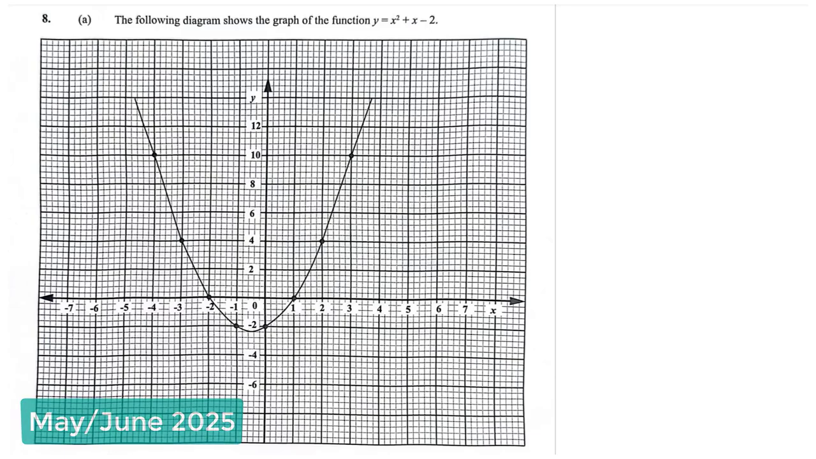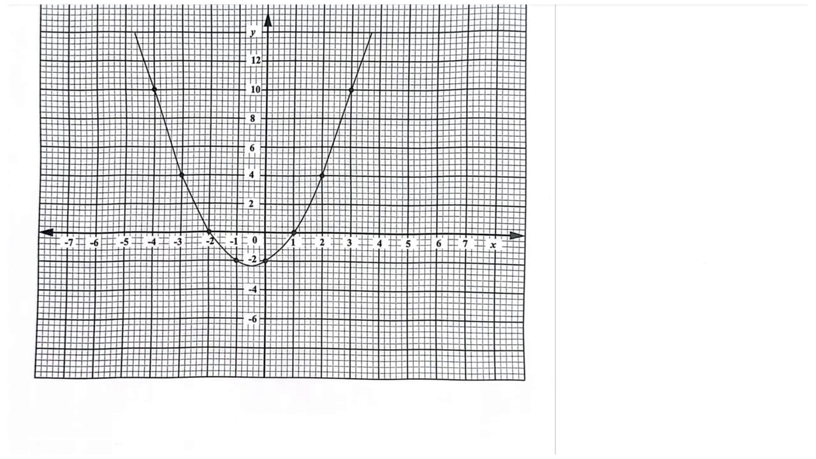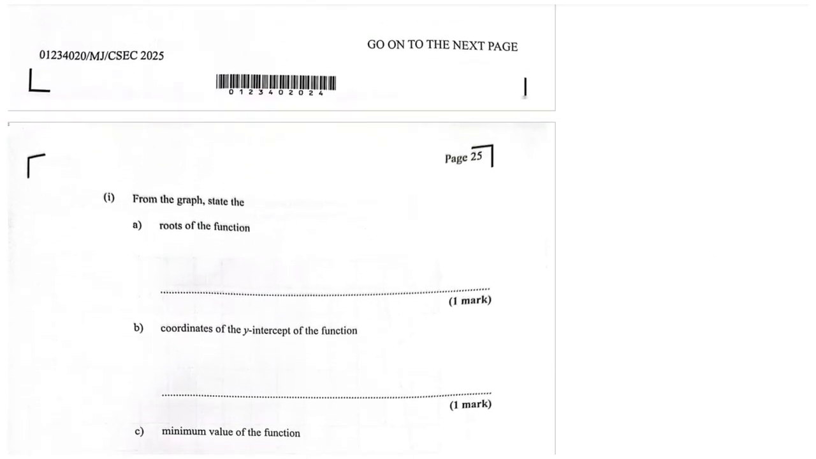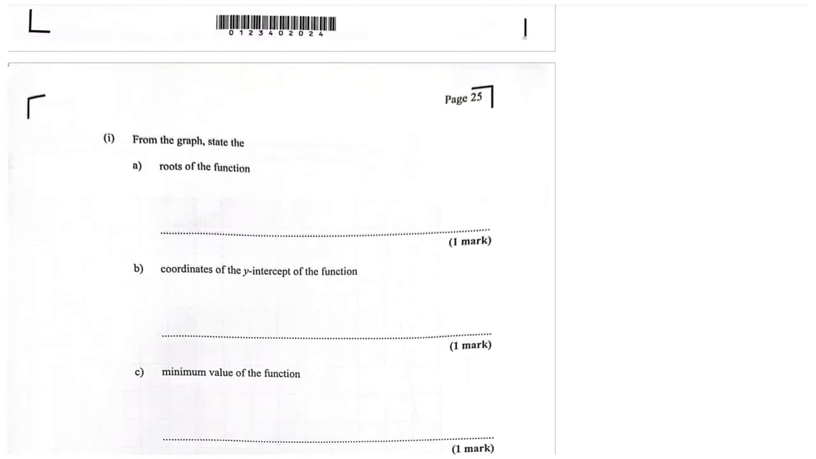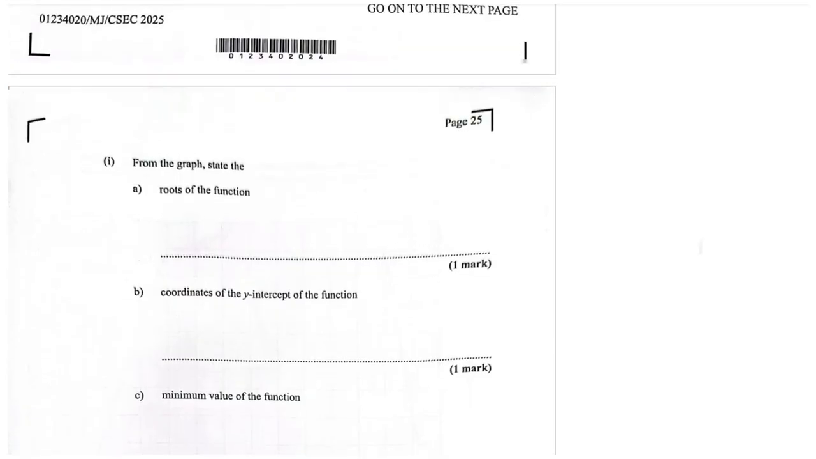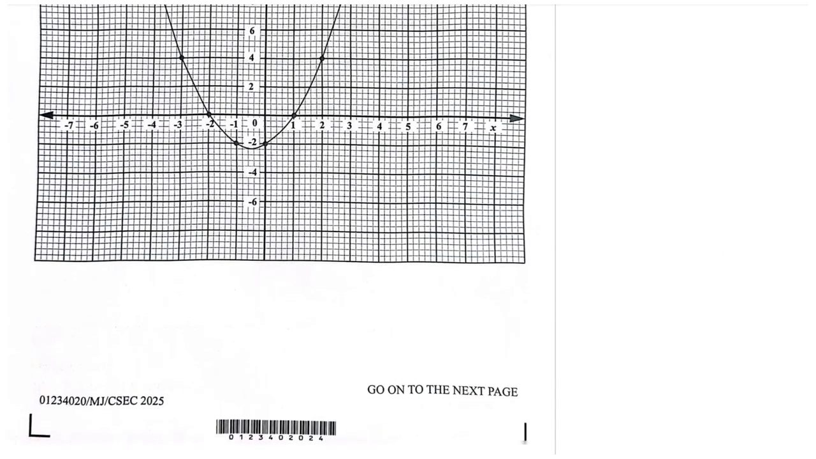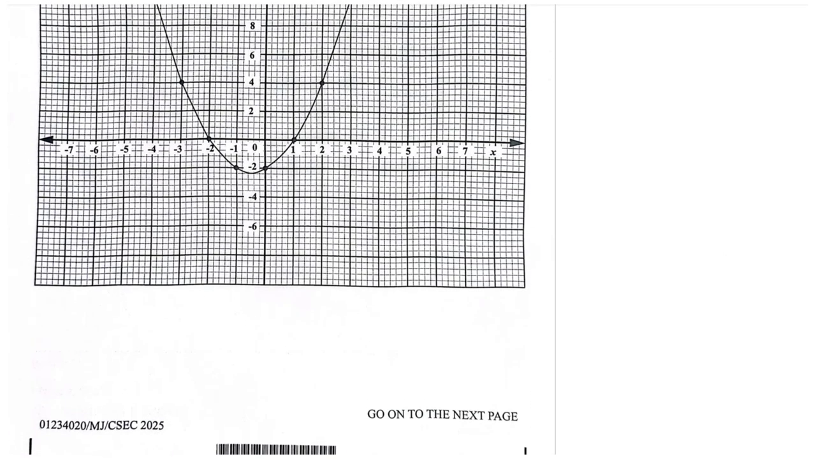The following diagram shows the graph of the function y equals x squared plus x minus 2. Right? So let's look at what they're asking us now. Part 1 says, from the graph, state the roots of the function. Now the roots of the function are the x-intercepts, that is where the graph cuts the x-axis. So these are the 2 points right here, and right here. So therefore the roots are x equals -2 and x equals 1.